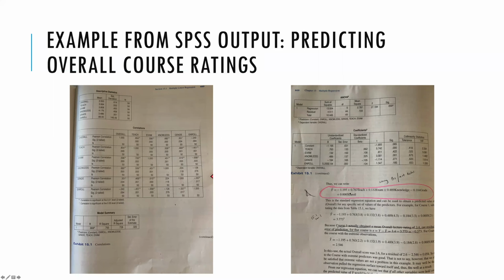You can also use this regression equation down here and plug in values for each. If everybody got 0 on exam, 0 knowledge, 0 on grade, 0 on enroll, but they got 4 on teach, you can get to someone's predicted score based on that information.